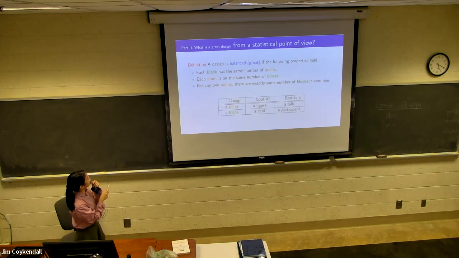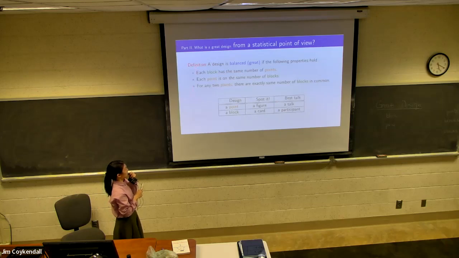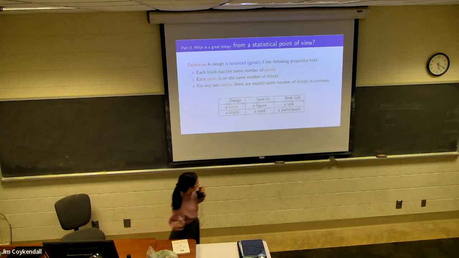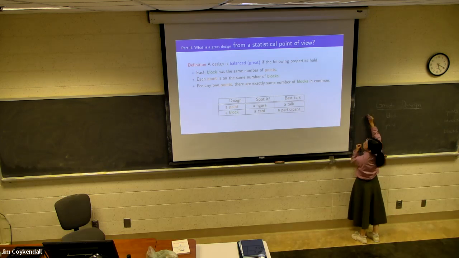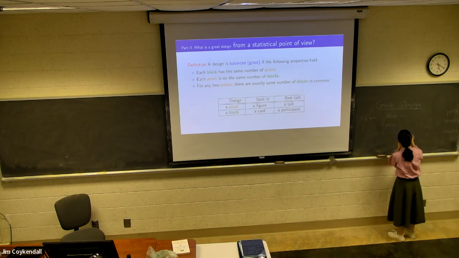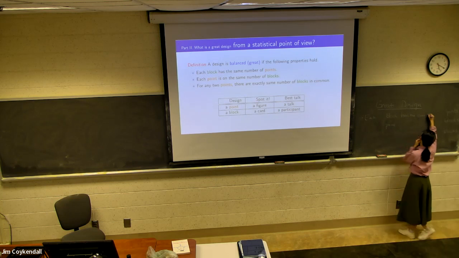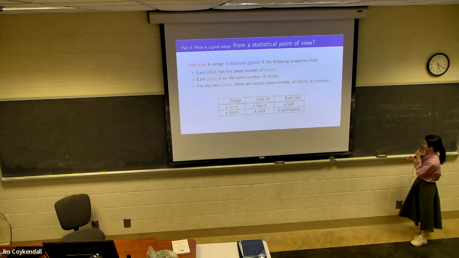And that's why, well, actually many mathematicians do that. They say that a design is balanced if the following property holds. The first one is each block has the same amount of ports. And just because this talk is about grade design, I would like to write down the definition. Each block has the same number of ports. That is the first criterion.